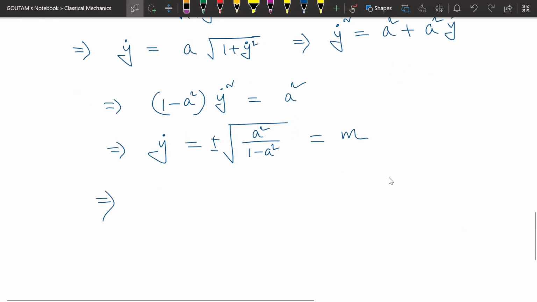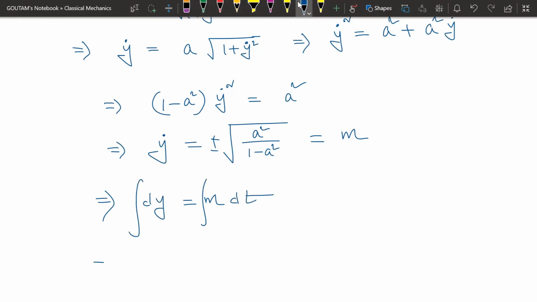So m is a constant. This a is a constant, so this whole term will be a constant. Then we will define it by m. In that case, dy/dt equals to m. So this implies dy equals to m dt. And if we do the integration on both sides, we will obtain y as a function of t, which will be mt plus integration constant.